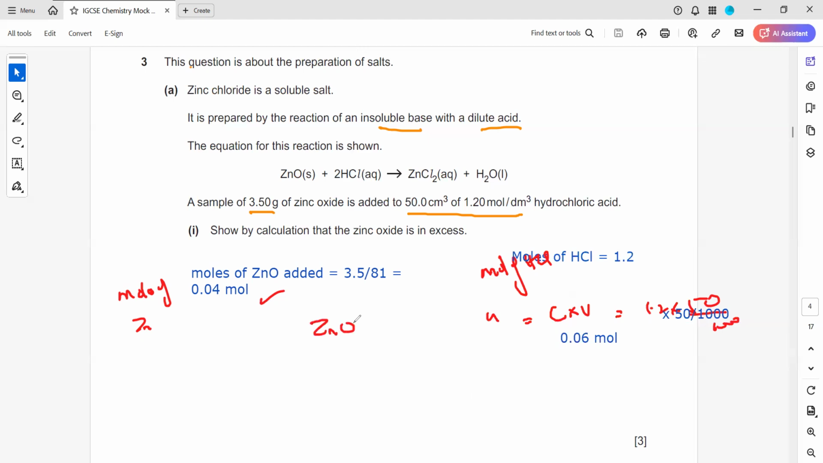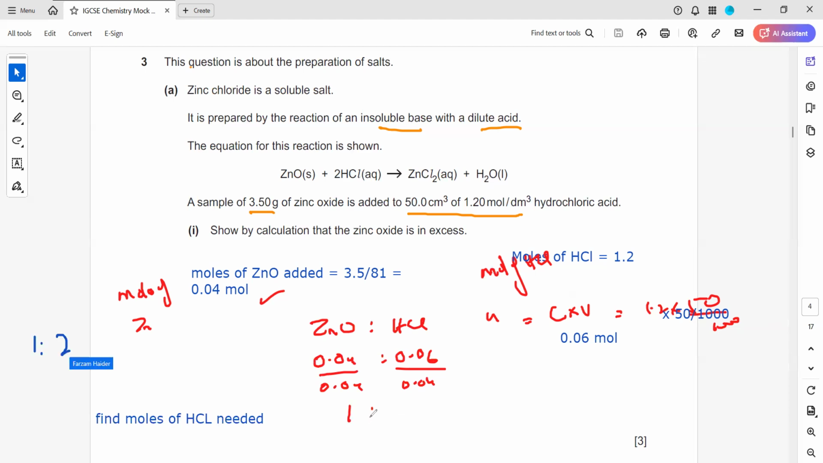So now we'll take a mole ratio between zinc oxide and hydrochloric acid, 0.04 and 0.06. When we take a mole ratio, we divide by the smallest value. So the ratio is 1:1.5. This 1:1.5 is the mole ratio. Yes, you can say it in different ways. This is one of the ways. You work out the mole ratio. The mole ratio is 1:1.5.